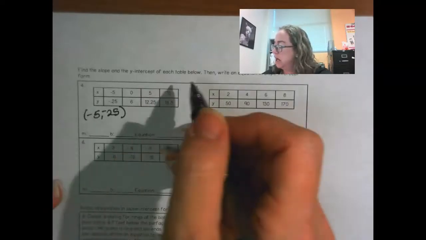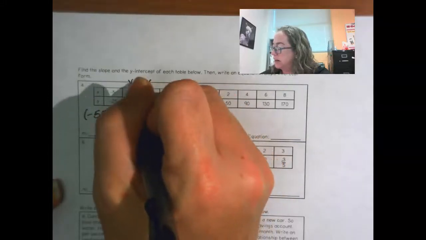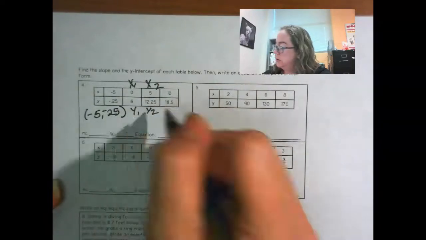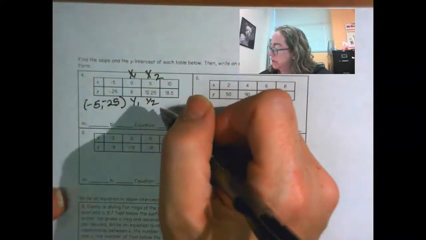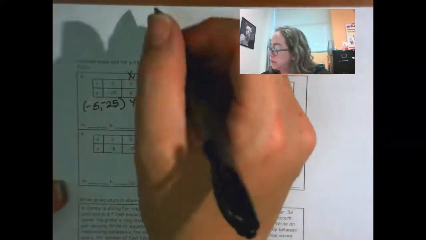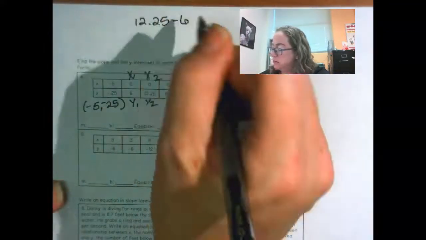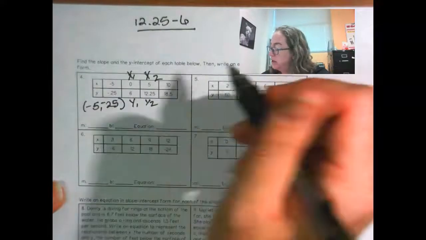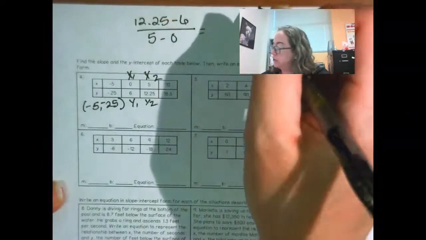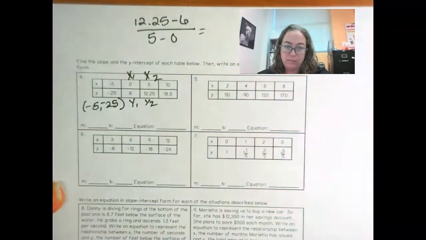So in the first one, I'm going to call this my x1 and x2, and I'm going to call this my y1 and y2. So let's go ahead and look at these, because these are both y's. Those go on top. So y2, I use this space up here, y2 is 12.25 minus y1, which is 6. We're just looking at the difference or change between those two. And then my x2 is 5, and my x1 is 0. So when I actually do the math on that, I'm going to get the difference. Go ahead and figure it out and then write it down.